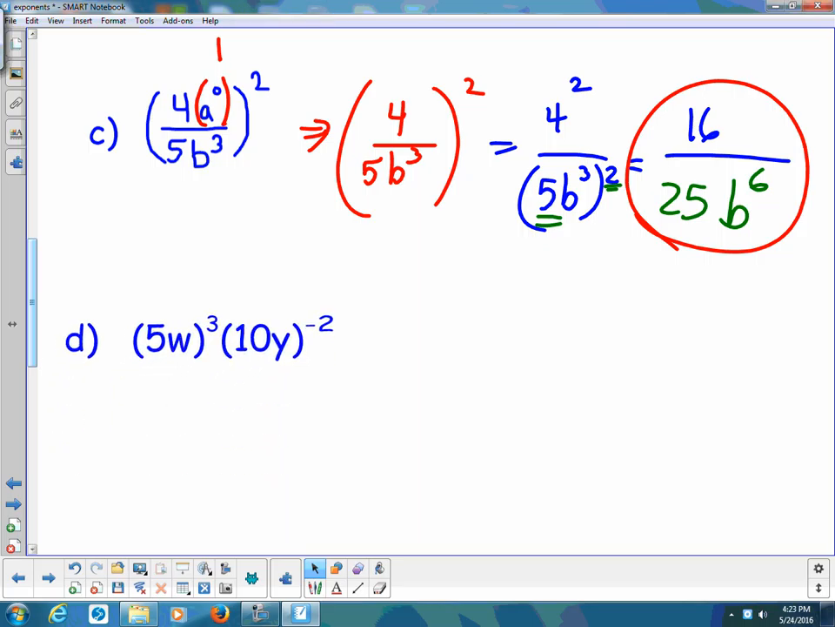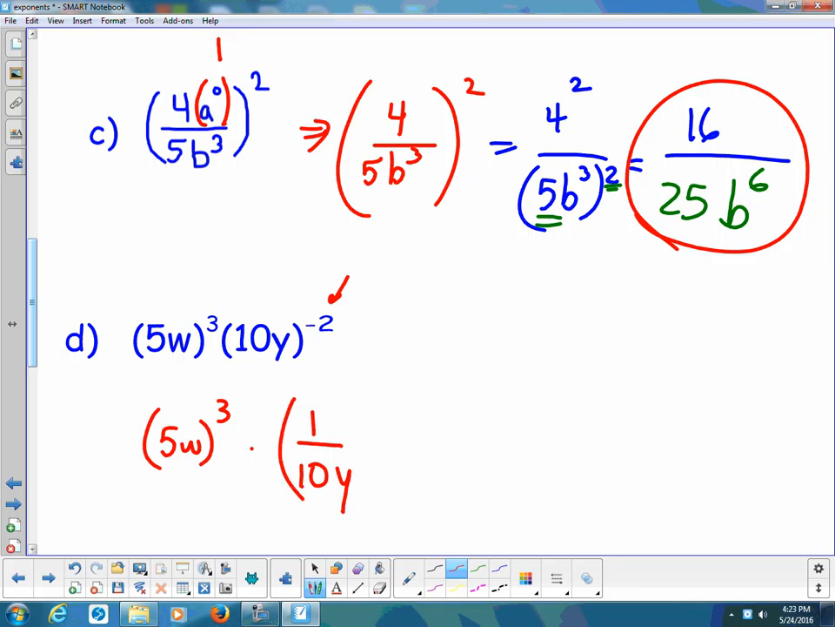For this one, we're doing 5w quantity to the third times 10y raised to the negative second. Well, first of all, I see this negative 2 here. Now, you know that the negative exponent means 1 over the same base to the positive exponent. So I could write this as 5w cubed times 1 over 10y raised to the positive second. So this is really, think of that as over 1.